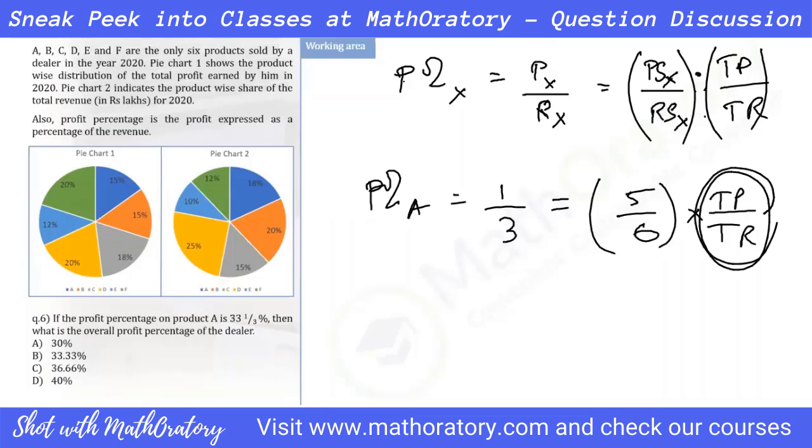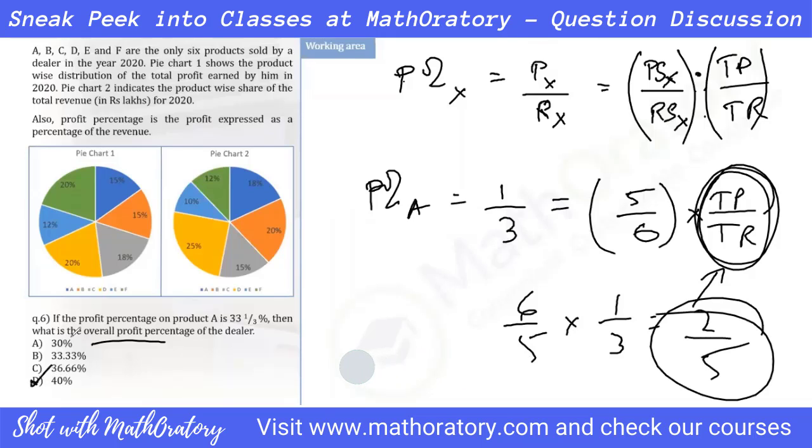But this is the question, right? We are looking for the overall profit percentage, and the overall profit percentage is this fraction. So what will this fraction be? This will be 6/5 into 1/3, which is nothing but 2/5 or 40%. So option D should be the answer. So I hope you can understand. This idea will be useful in all of the questions actually, most of the questions of these types, any set of this type, that is. So that is for this question.